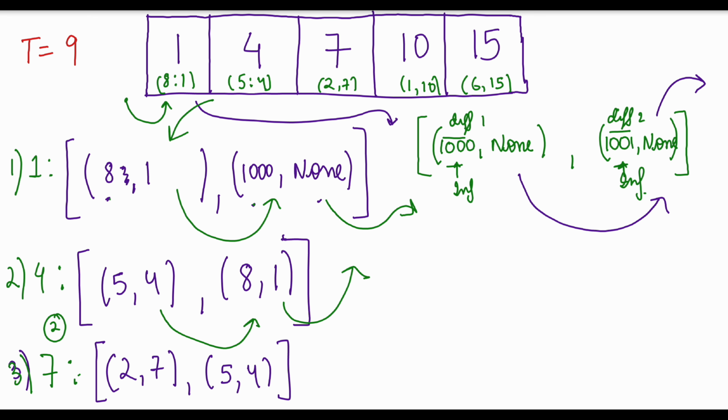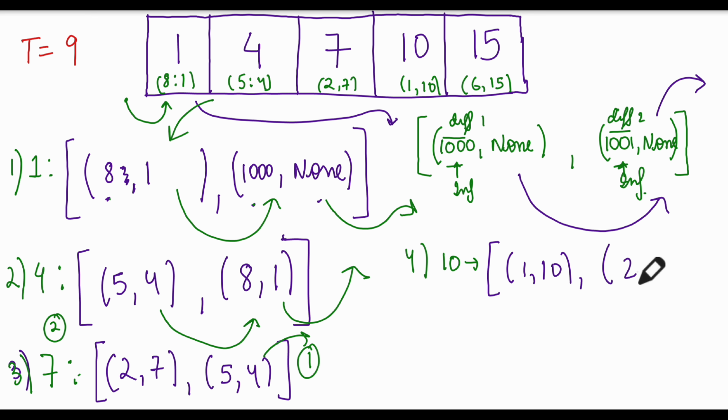Now let us move to the fourth element. The fourth element here is 10. With 10, the difference is 1. If I bring 10 here, I see that 1 and 2 are the lowest ones. So what will I do? I will move this 5, 4 out from here and the updated list will become something like this. So this will be 1, 10 and then 2, 7.